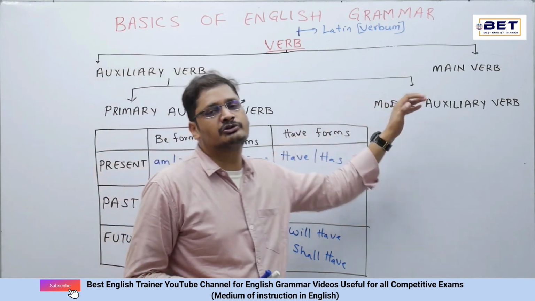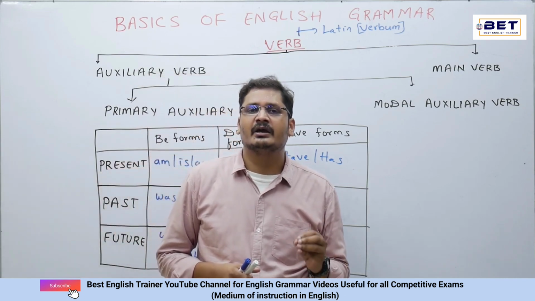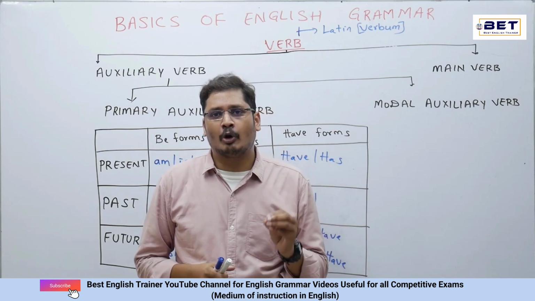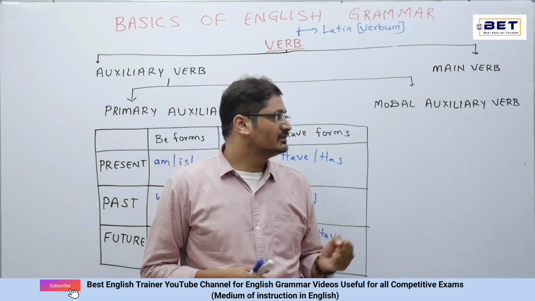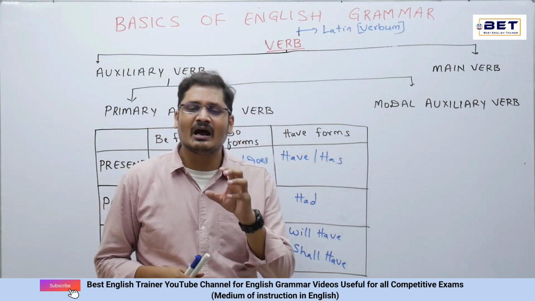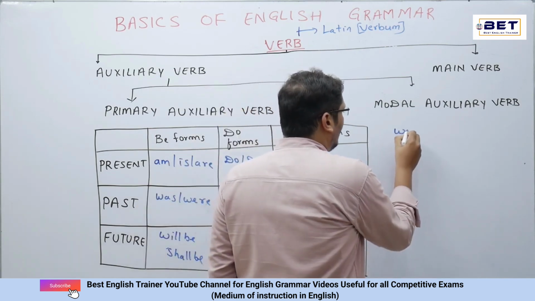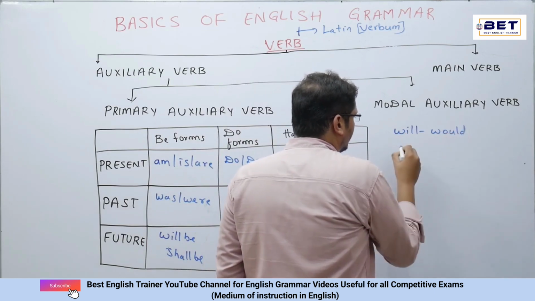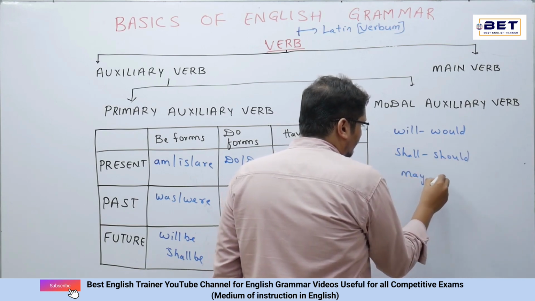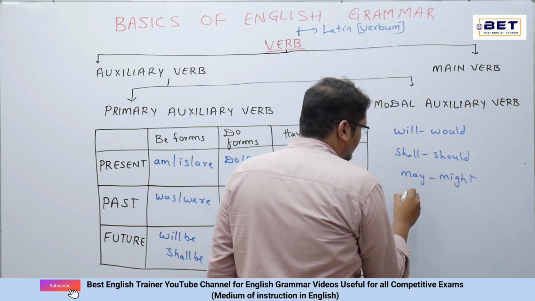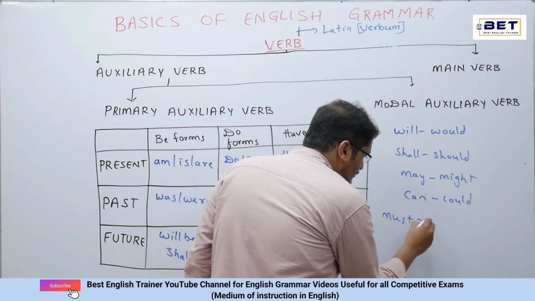Let's look into the modal auxiliary verbs. Now, what are these modal auxiliary verbs? Modal auxiliary verbs generally express permission, possibility, ability, probability, advice, etc. Generally, the modal auxiliary verbs are not that important when compared to the primary auxiliary verbs. For example, we have will, would, shall, should, may, might, can, could. Next, must, ought to.